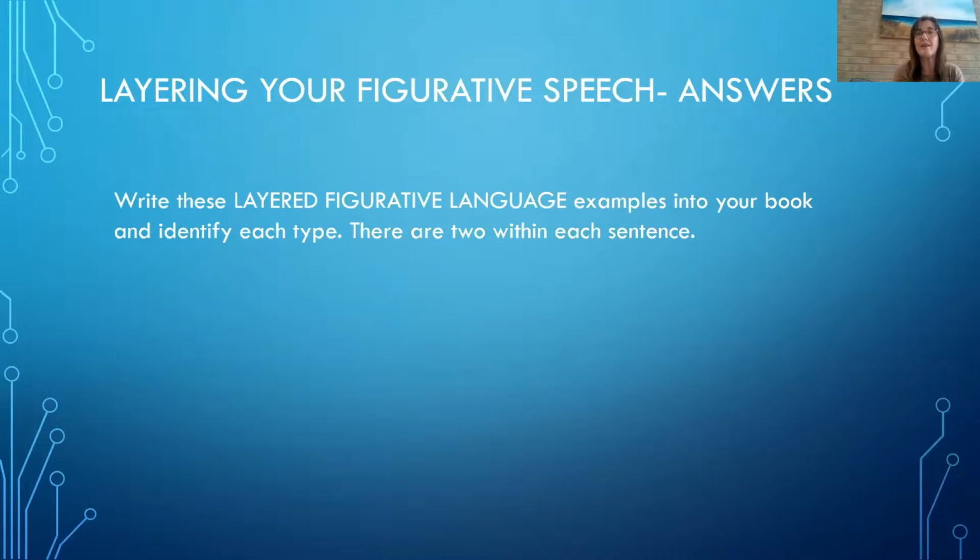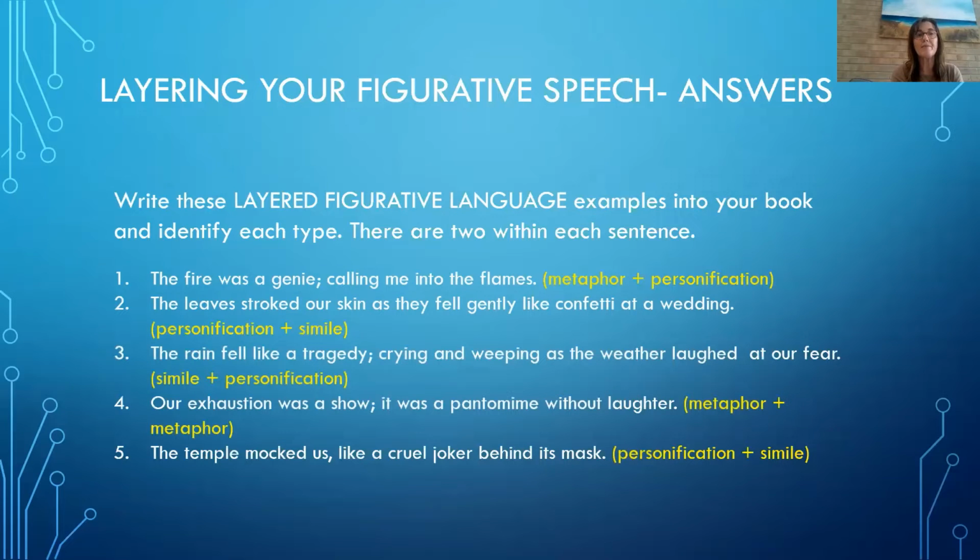Now let's have a look at the answers. Okay, number 1, the fire was a genie. That's a metaphor, isn't it? Because it's saying it was. Calling me into the flames? Well, a fire doesn't call. It's a person that calls, not a fire. So it's personification. Number 2, the leaves stroked our skin as they fell gently like confetti at a wedding.